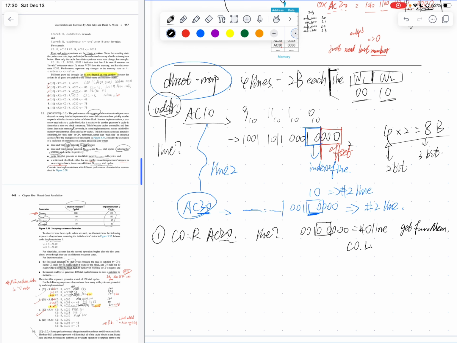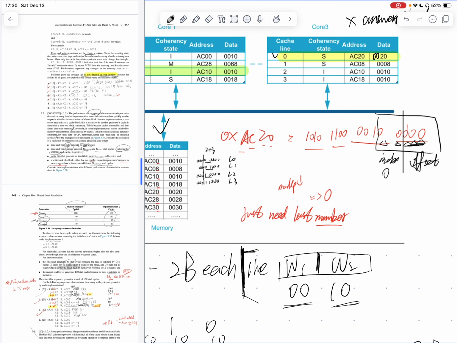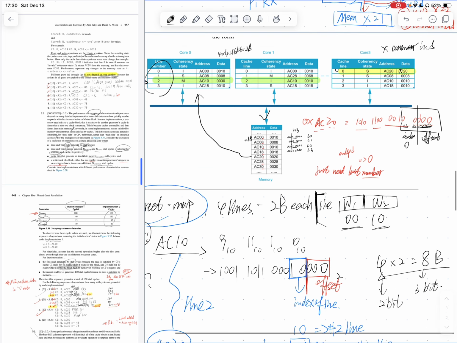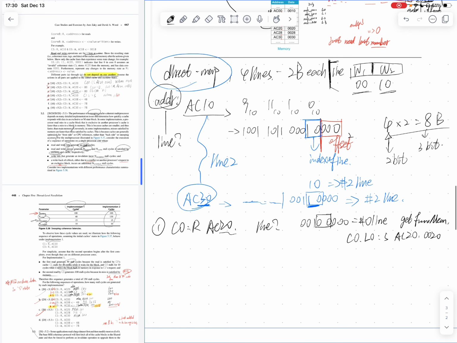You can say C0 L0 goes into a shared state, right? Because both C0 and C3 have AC20 in a shared state, and we have AC20 with the data 0020. Actually, it should be 0020. It's just showing the last word instead of two words. All right.